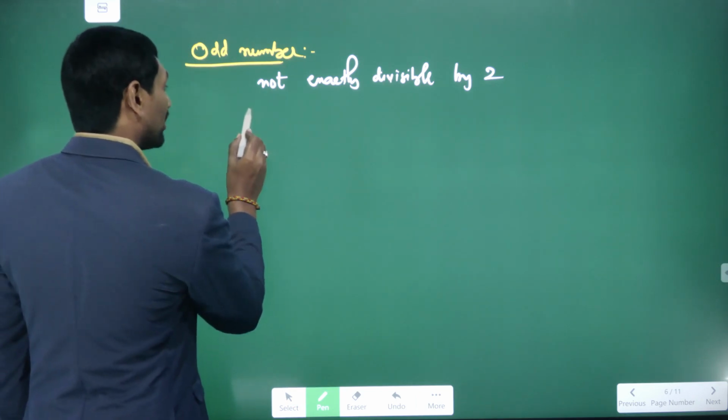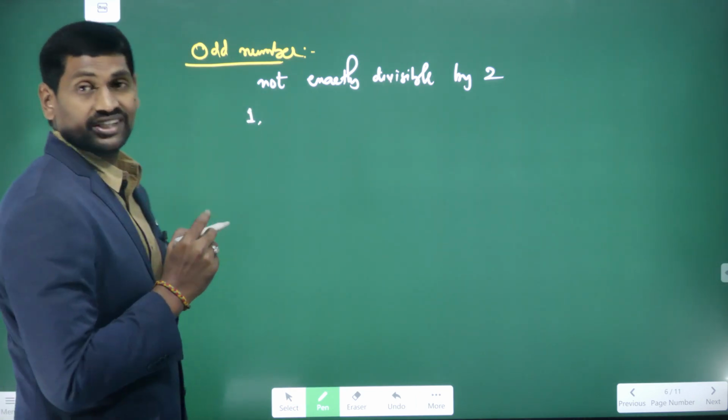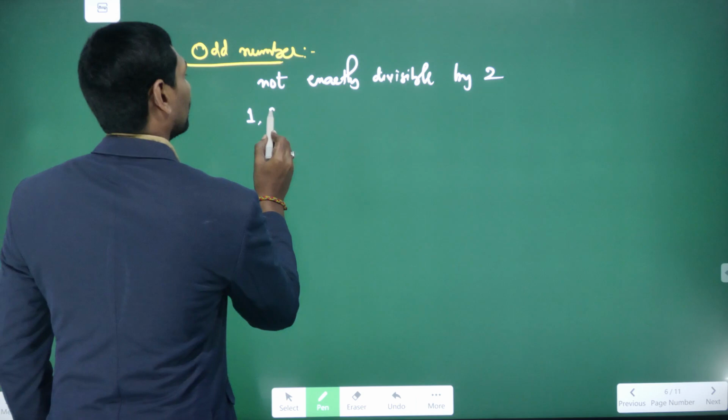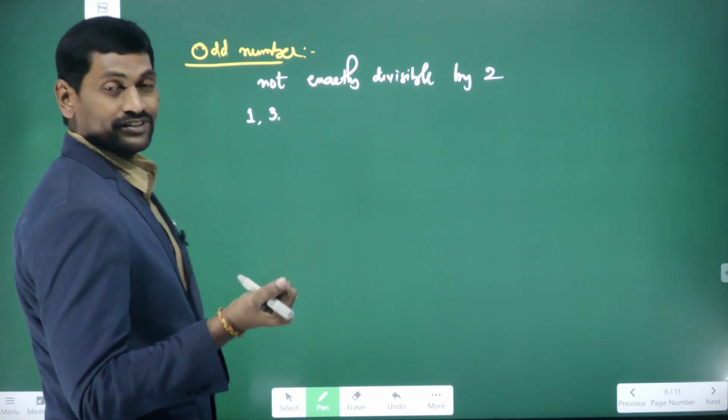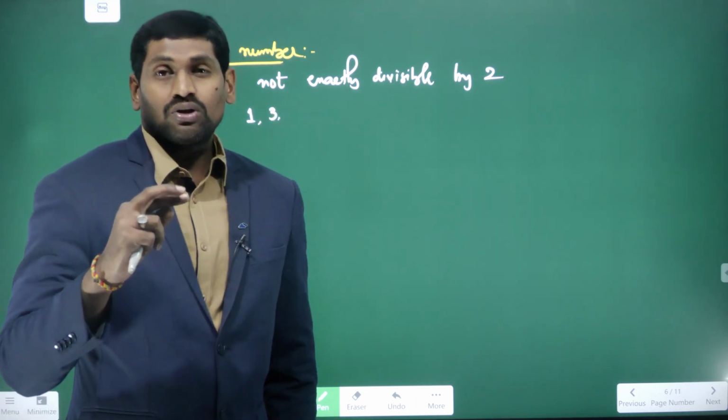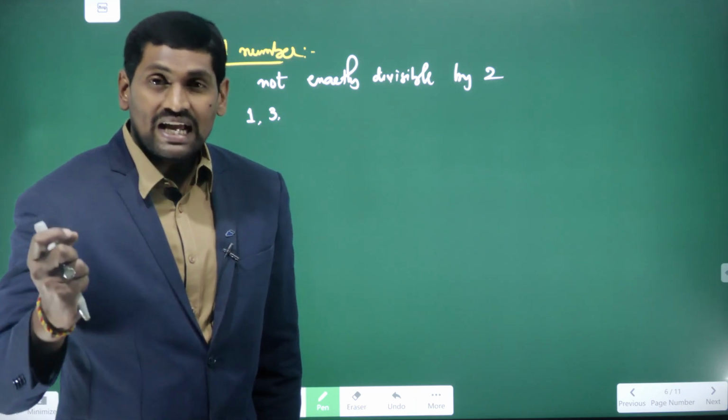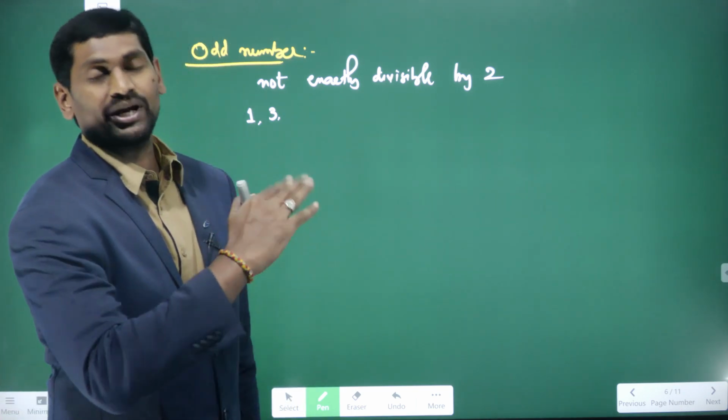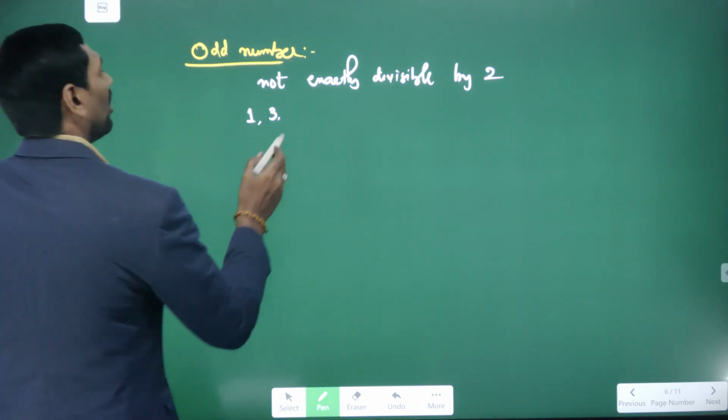So what is the first odd number from the set of natural numbers? The first odd number is 1, then 3, because 2 will be divisible by 2. So 2, 4, 6 all are even numbers, and except those, all the remaining are considered odd numbers.